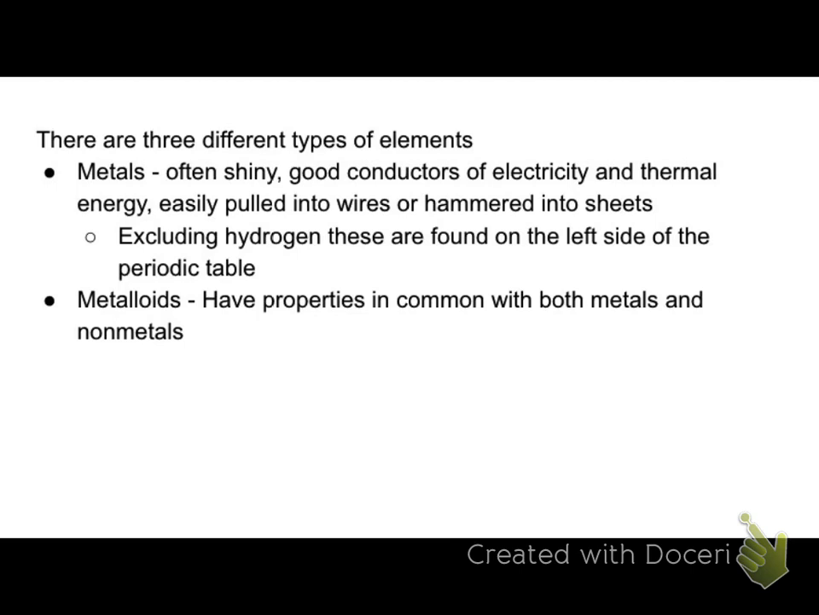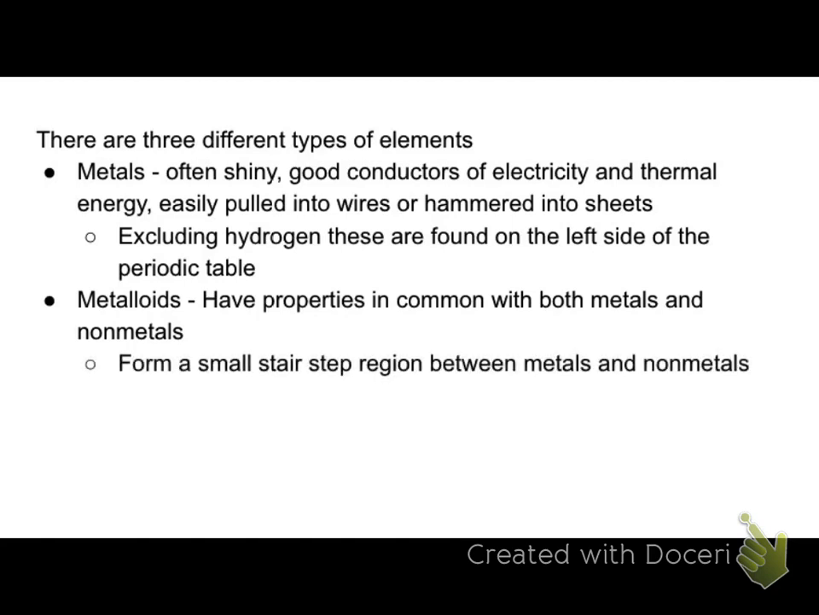So we'll talk in just a moment about what a nonmetal's properties look like. And once you have an idea of what a metal and a nonmetal look like, you can kind of average your way between the two to figure out the properties of metalloids. On the periodic table, these form a small stair-step region that separates the metals and the nonmetals. So if you look at my periodic table over here, this light blue stair-step path, that is the metalloids.